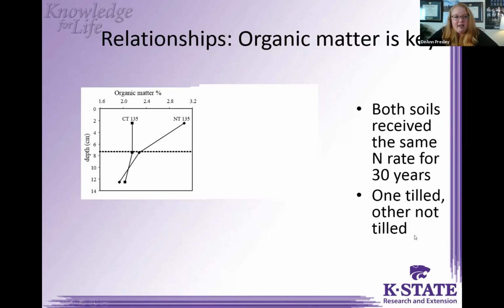I want to show you this one from a study where both soils received the same N rate for 30 years, and one was tilled and one wasn't. So this is organic matter, and this was both at 135 pounds of nitrogen. And so 2.2% is the organic matter for this one with the conventional tillage versus probably 3.1% for the no-till. This is showing you that this is 7.5 centimeters, so 3 inches. So the upper 3 inches was where that difference occurred. But you see how they get closer together between 3 and 6 inches.